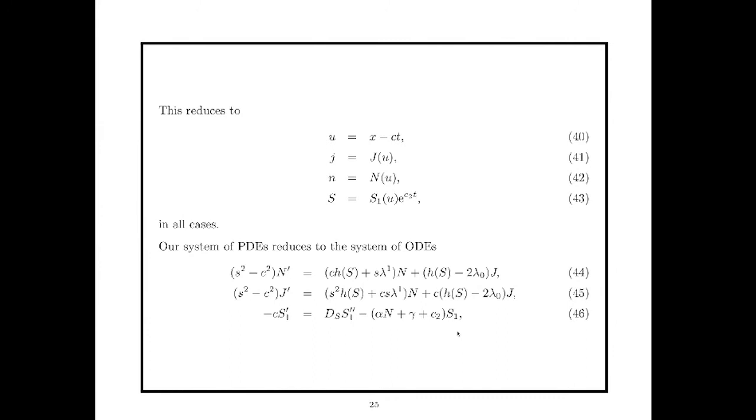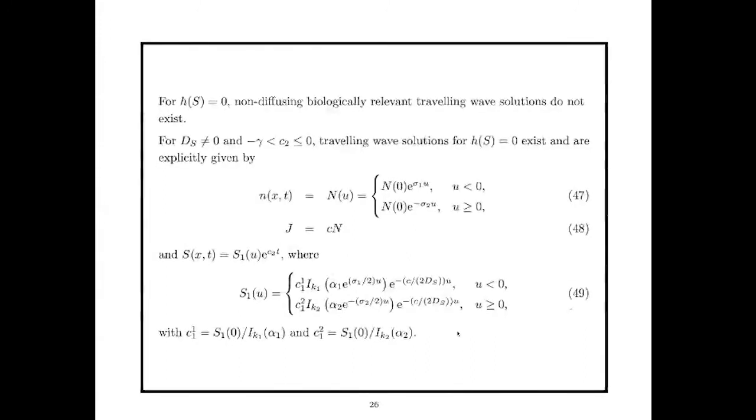This system of ODEs looks a little nasty, but it is indeed tractable. In the case of zero growth, interestingly, non-diffusing biologically relevant traveling wave solutions do not exist. And this is really quite interesting, that you must have diffusion in the system to obtain traveling solutions that are relevant. So the diffusion actually stabilizes the system and prevents these solutions from blowing up. The solutions that we found are given here at 47 through to 49, where I are your Bessel functions. Okay, so you can write down the solutions explicitly.